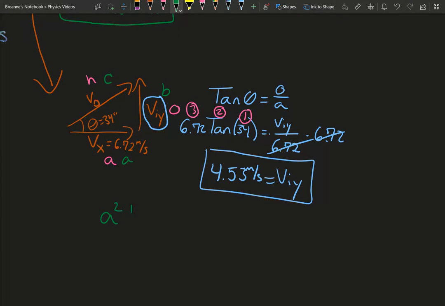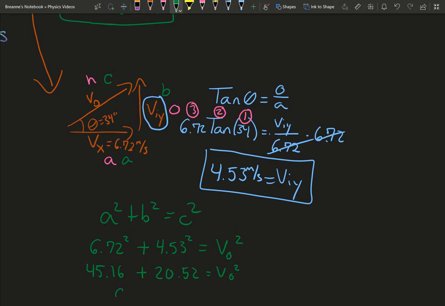So a squared plus b squared equals c squared. Your a squared would be 6.72 squared, plus we just figured out our b, which is 4.53 squared, equals, we're looking for our c, which is the hypotenuse, your initial velocity. So you just take your 6.72 squared, and you get 45.16 if you round, plus 4.53 squared, you get 20.52. You just add those two things together.